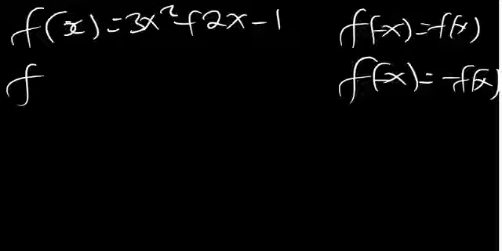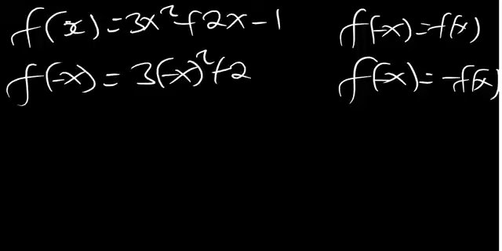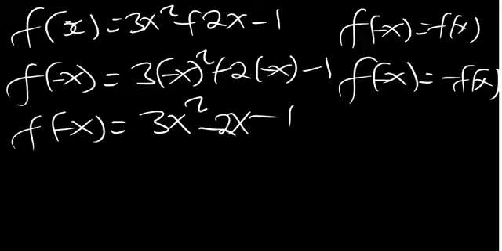So let's see, f of negative x is going to be 3 negative x squared plus 2 negative x minus 1. So f of negative x is going to be equal to 3x squared, because negative x squared is going to be x squared, minus 2x, because 2 times negative x is going to be negative 2x, minus 1. Now this is not giving us exactly the same as the original function. The original function has a plus here and here there is a minus, so it's not the same. Since it's not the same, it's not an even function. Let's see if it's an odd function.